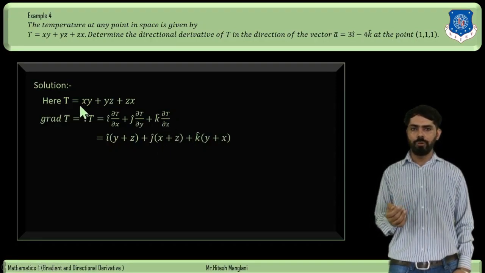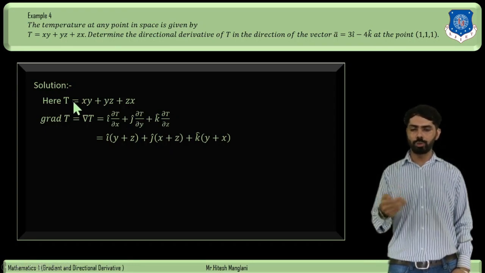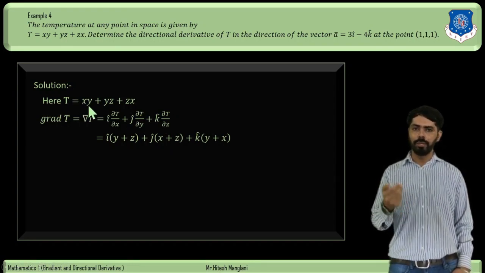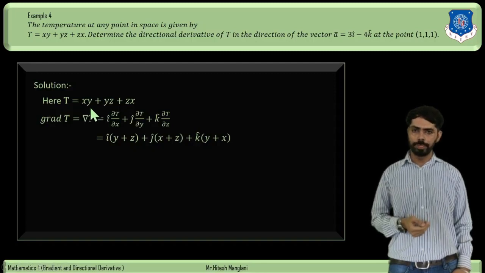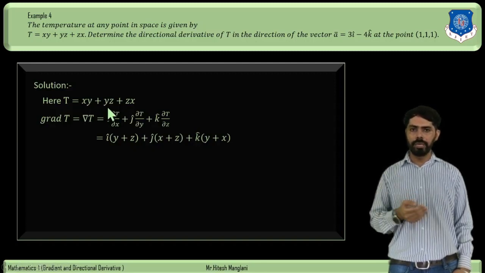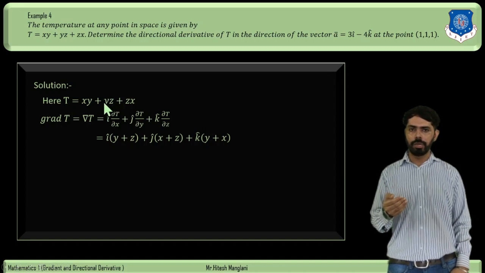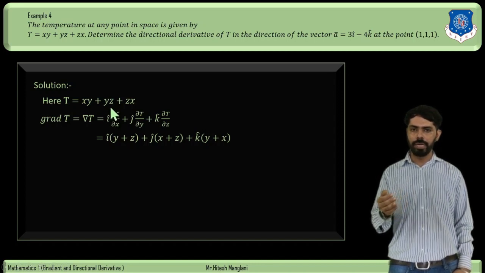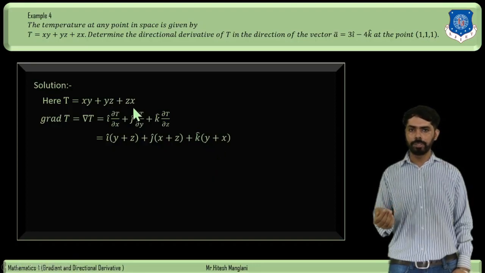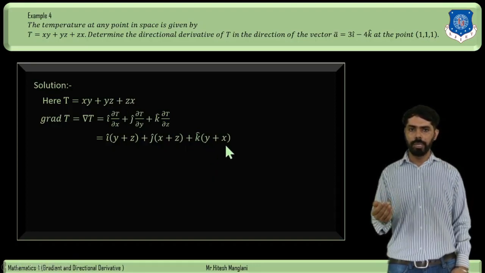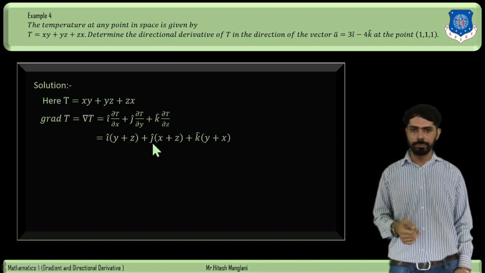That means we will have to find out partial differentiation of this function with respect to z. So x and y are constant, so here first term is xy, so derivative of that term will be 0. And derivative of second term with respect to z, so here y will be as it is, and derivative of z with respect to z is 1, so here it will be y, plus, here derivative of z is 1, so 1 into x, so here it will be x. So this is gradient T.